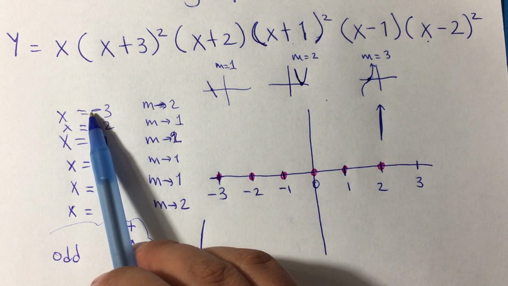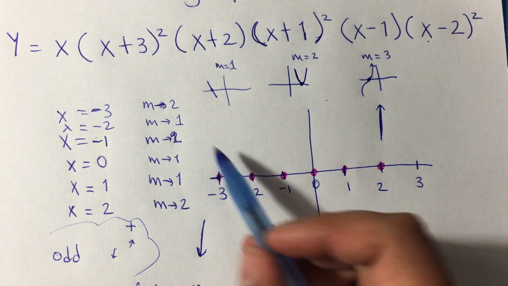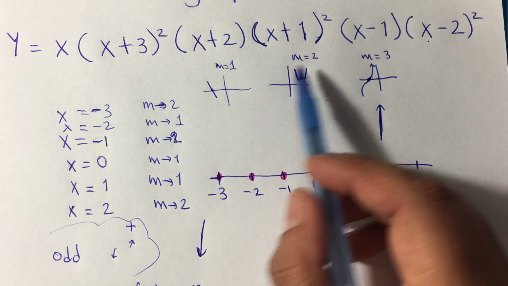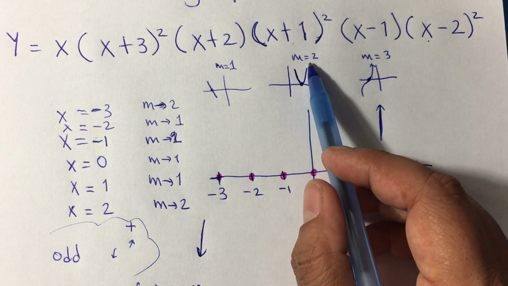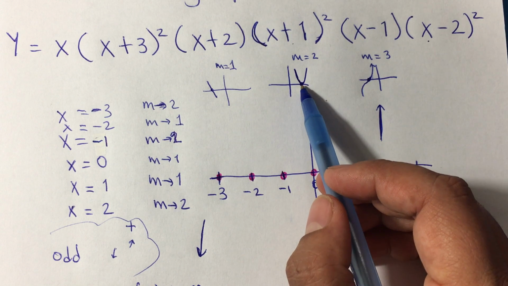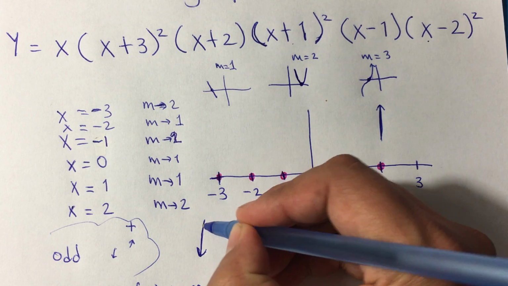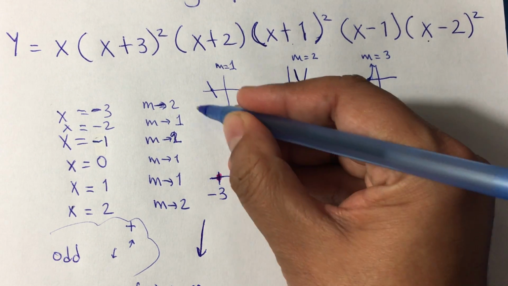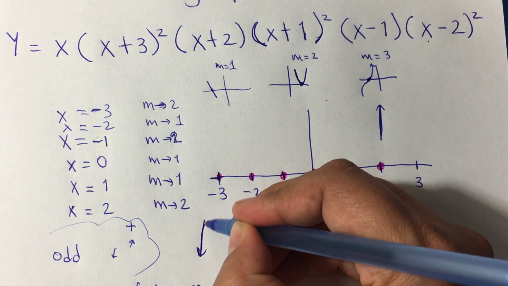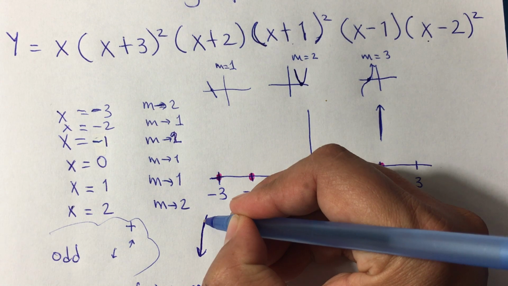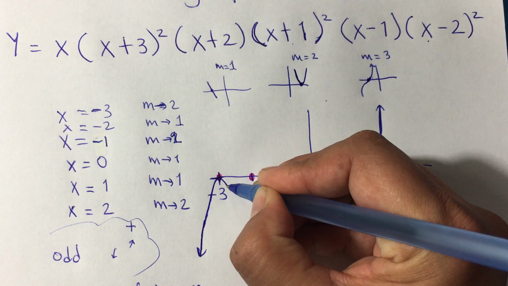When we are talking about x equals -3, we have multiplicity 2. We said that when we have multiplicity 2, it touches at that point and then it bounces. It doesn't go beyond to the other side of the x-axis. So from here, looking at my end behavior, it would just touch and bounce. It touches the point and then it bounces.